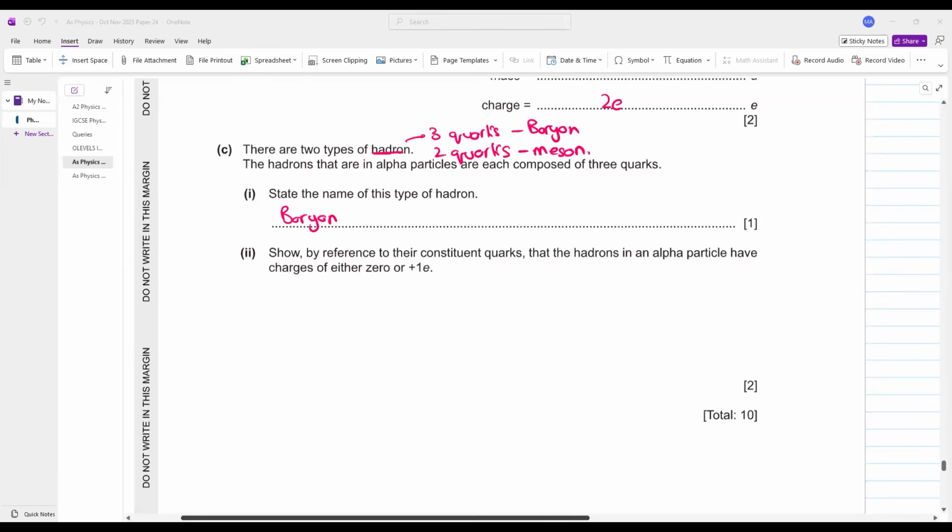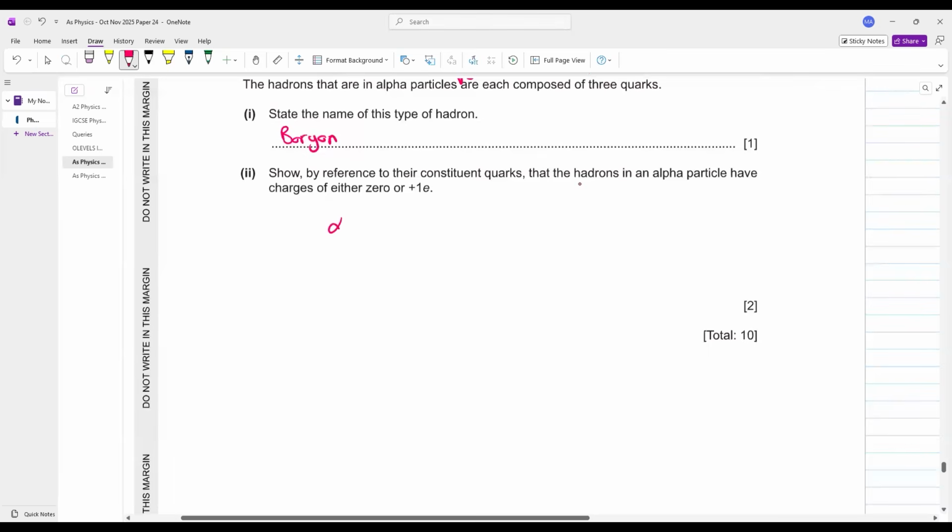We have to show that. Now how will we show that? So first of all, if I make an alpha particle, can you realize it comprises of a proton and neutron?